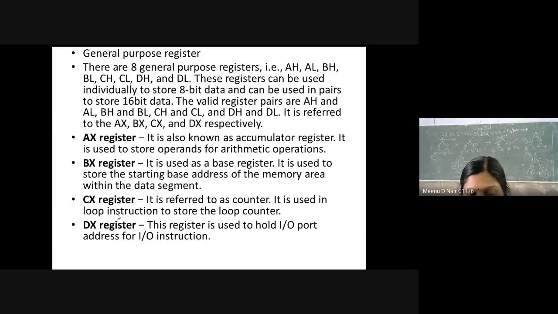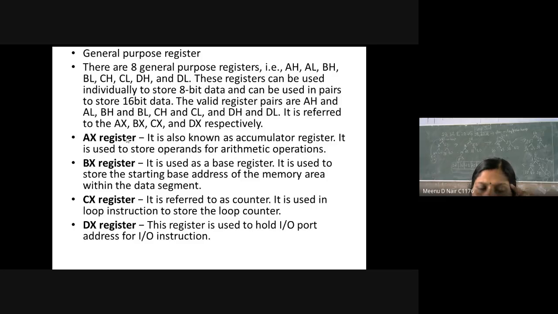That is the CX register. Then the DX register. DX is used to hold the input-output port address for input-output instructions. So DX is used for input-output communication. If you are writing a program and want to access input-output devices, at that time you use the DX register. In the case of counters, we use the CX register. For the base register, you use the BX register.